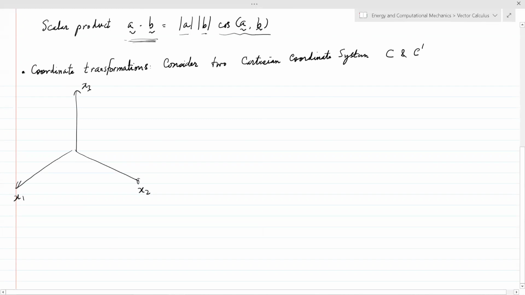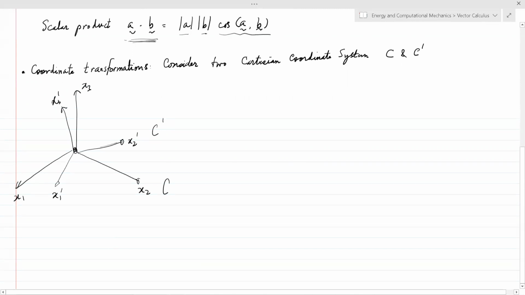These are coordinate system C, and I want to figure out what will happen when I do a transformation. x1 prime, x2 prime, x3 prime, and this is your C prime coordinate system.